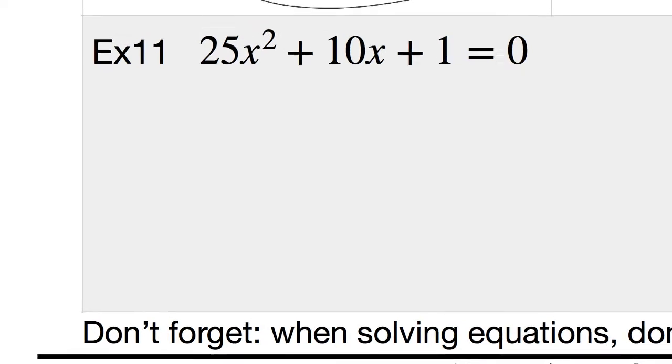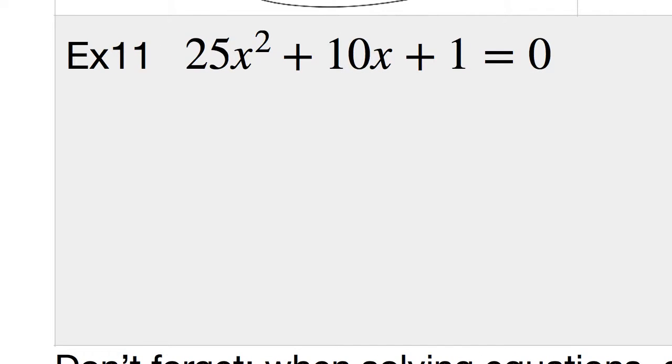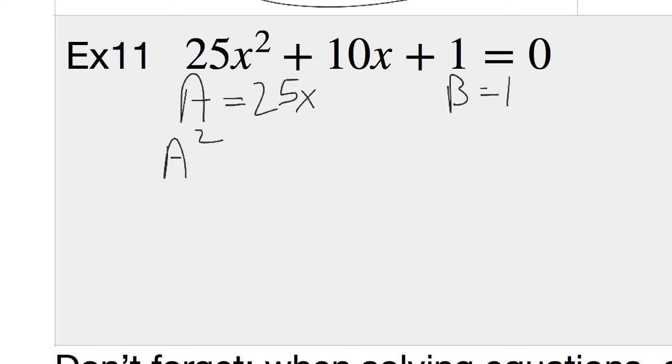Here we go. Example 11, we remember quadratics from last chapter. Wait a second, 25, that's a square number, and so is 1, and so is x squared. In fact, if I let a equal 25x and b equal 1, then I get, let's see, now this is going to be a squared and this is going to be b squared.